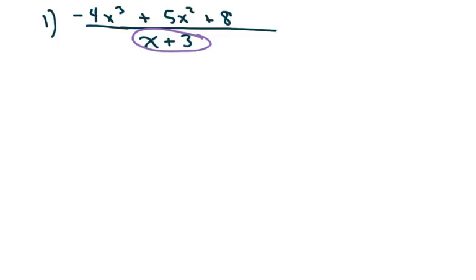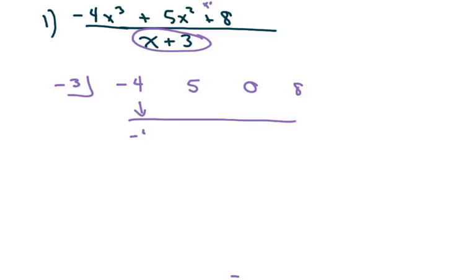So what we're going to do is go ahead and use synthetic division. And basically we're going to do negative 3 and write a negative 4, 5. We don't have an x to the first, so we put a 0 as a placeholder, then 8. So you always have to put your placeholder in or you'll be out of step. And then we're going to bring down the negative 4, and basically we're going to multiply and add, multiply and add. We're multiplying these two, so then you get 12.